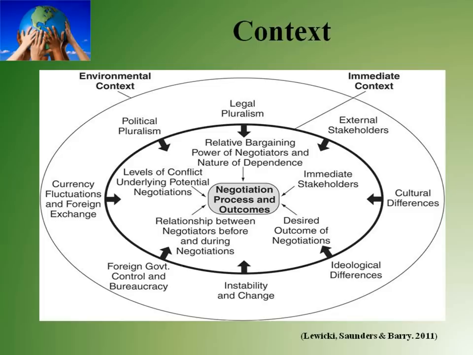The immediate context, factors over which the negotiators have some influence and control, include the relative bargaining power, the levels of conflict that you will initiate or tolerate, the relationship between the negotiators, the desired outcomes, which you want to be shared, and the immediate stakeholders.